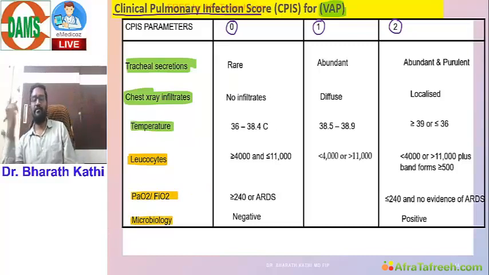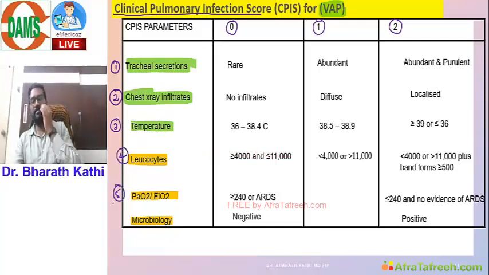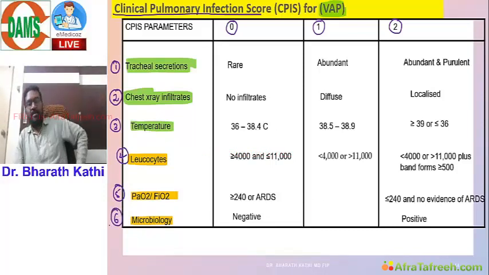At least in the exam, you should know the names of these 6 parameters. No need to know the scoring, what is 0, what is 1, what is 2. That is difficult to remember. So what are the parameters taken in the clinical pulmonary infection score? We take tracheal secretions, chest X-ray infiltrates, temperature of the patient, the leukocyte count, the PaO2 by FiO2, the oxygenation of the patient, then microbiological evidence. Is there any positive culture?